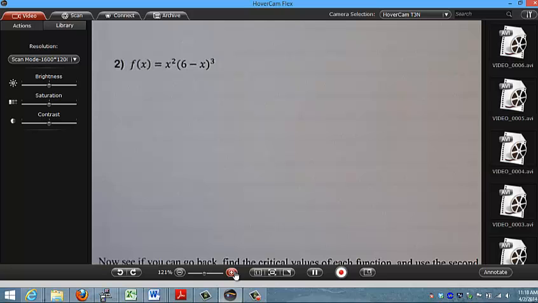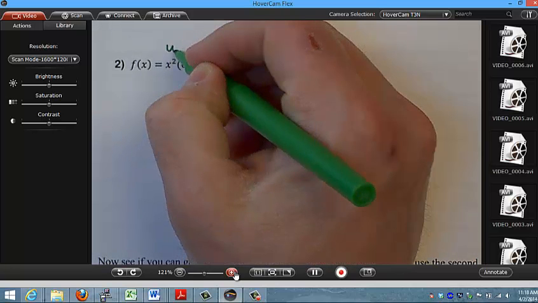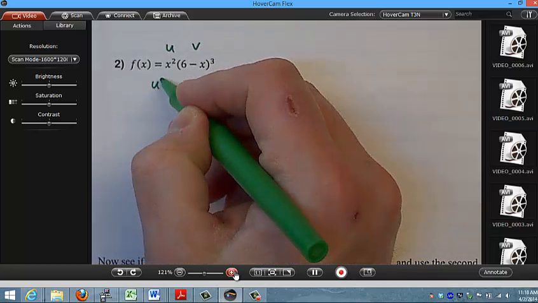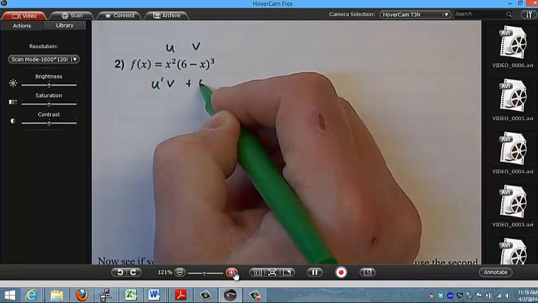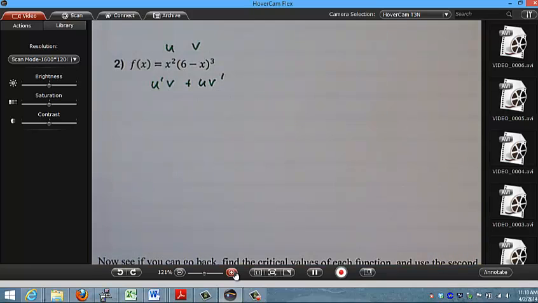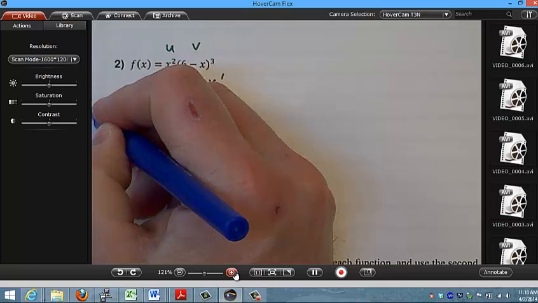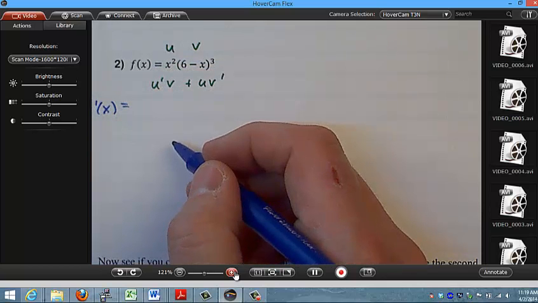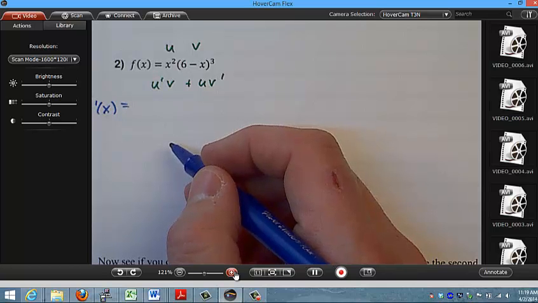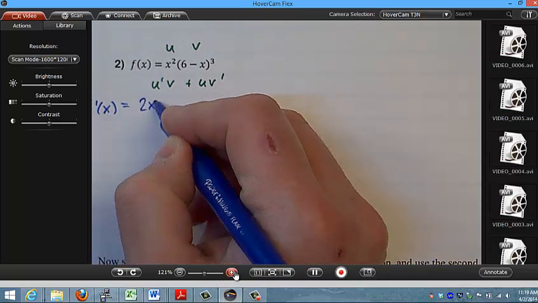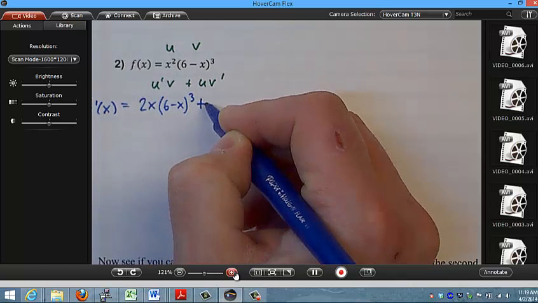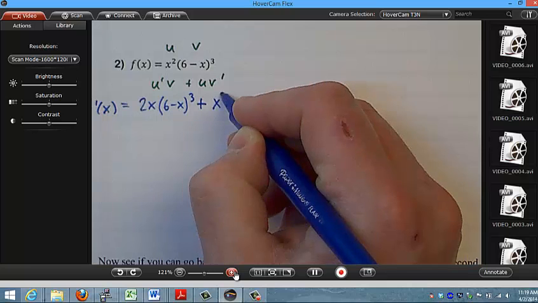I'm going to go ahead and find derivatives, and I'm going to use the product rule, u and v. So now I know I'm going to do u prime v plus uv prime when I find the derivative. So here I go. F prime of x equals, hey, this doesn't look too bad so far. 2x times 6 minus x cubed plus x squared.